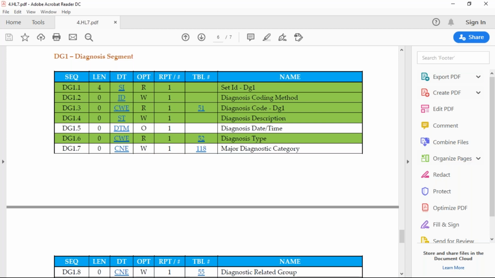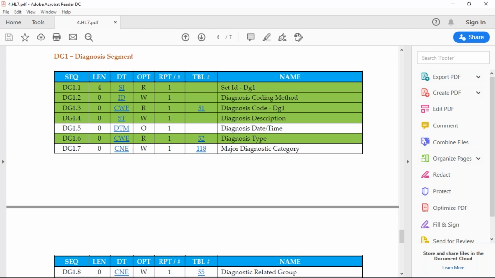And DG1.5 will have diagnosis date and time. DG1.6 will have diagnosis type, whether it is an admitting diagnosis, final diagnosis or working diagnosis. Basically, it will indicate the status of a certain diagnosis that is being performed. That information will be communicated back to the EHR PM system. So in this way, the entire charge related information will be picked up from the EHR system and sent over to the PM system. And this is more than enough for the receptionist to go ahead and generate the claims.